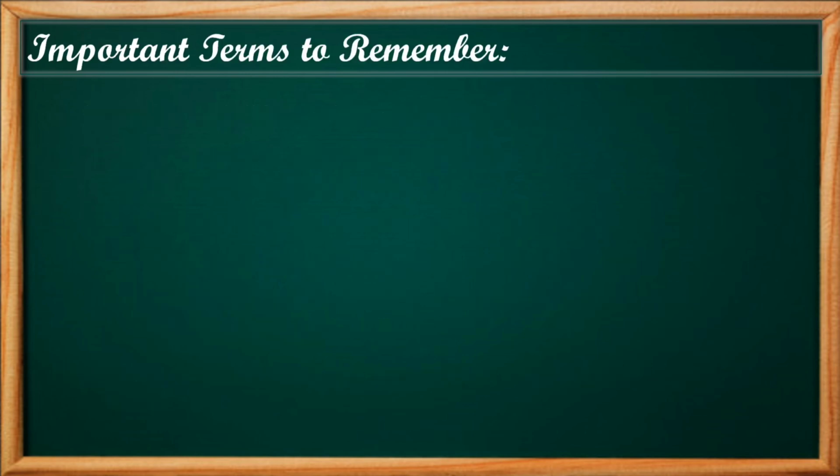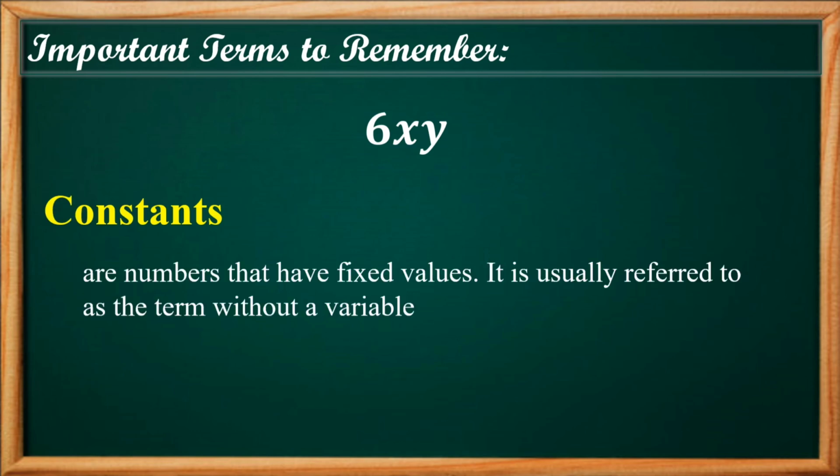Okay, let's continue. Now, we need to remember some terms in algebra before we continue, kasi kailangan nating malaman at kailangan nating alam yung mga terms na gagamitin natin kapag tinatalakay natin o sinasabi nating algebra. Okay, importante yan. Example, we have here our expression, 6xy. Now, the first term that we need to remember in algebra is what we call constants. Kapag sinabi natin constant, numbers that have fixed values.